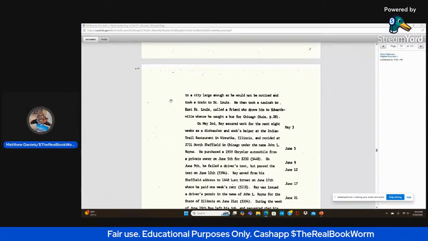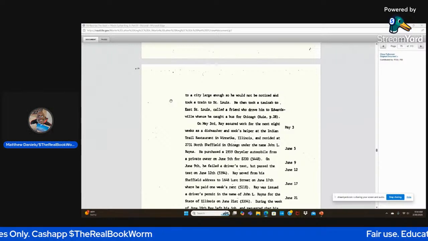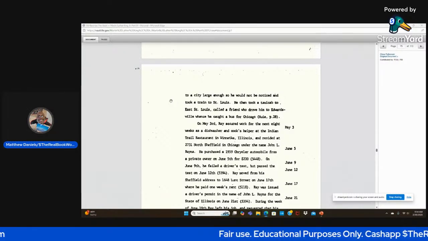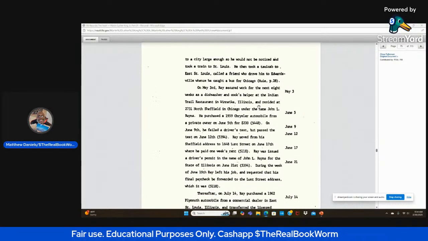So we already see, after he escapes out of prison, he's on the move. He's going from city to city. Obviously, they couldn't track him down. They couldn't find him because he was on the run for a year. So now this is around May 3rd.